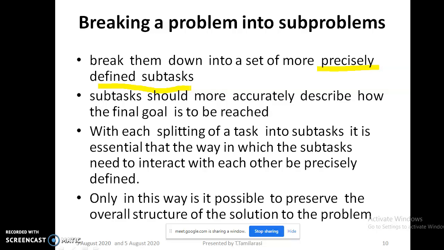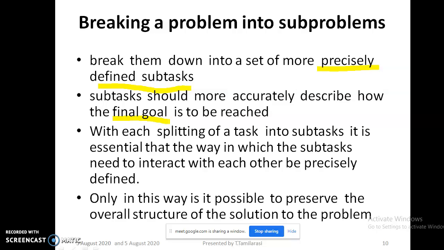The main aim of our subtask is that it should reach the final goal. So when we are at the leaf node, it should support us in drawing any one shape. That's the main requirement. So a subtask should more accurately describe how the final goal is to be reached, that is, how we are going to draw the shapes.